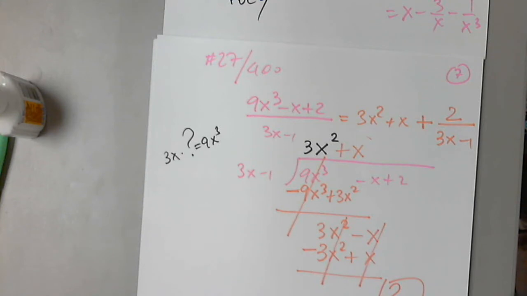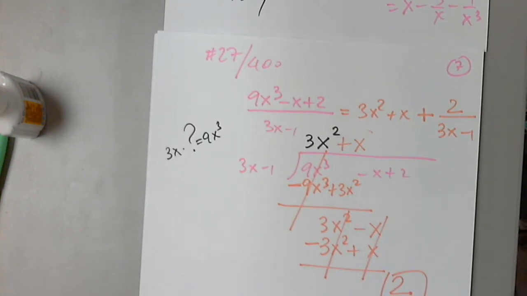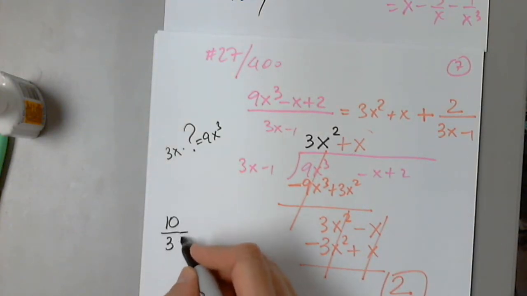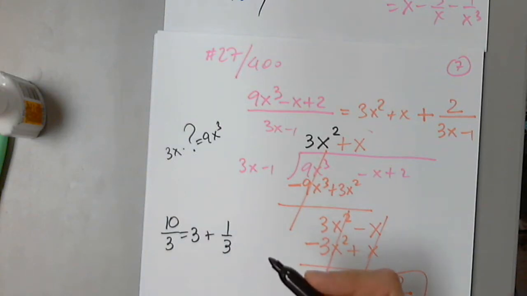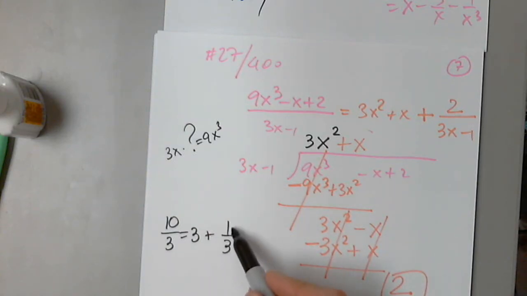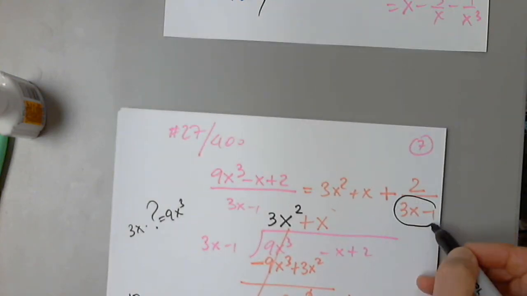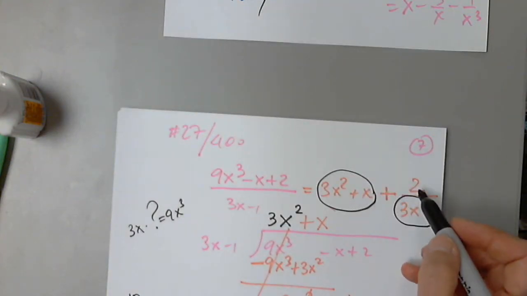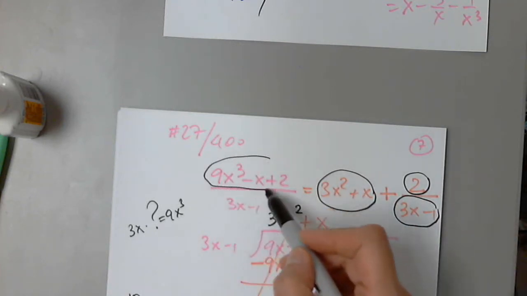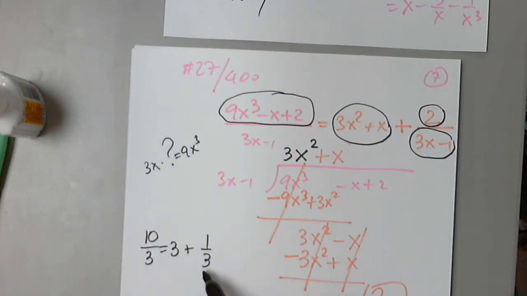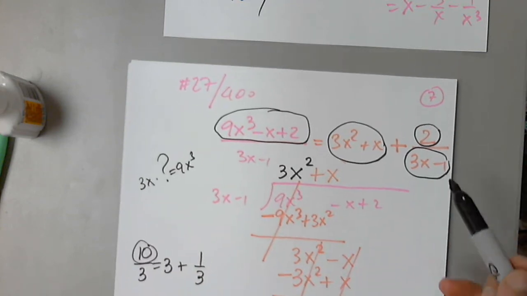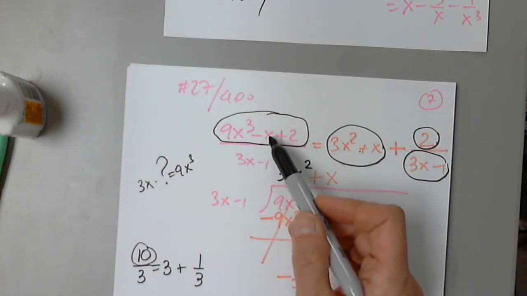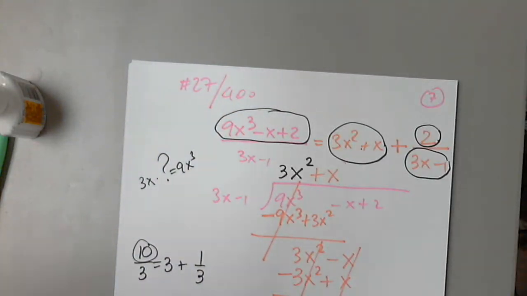Now you can say, I don't trust this. What if it's not true? How do I check? How do I check that 10 divided by 3 is 3 integers and 1/3? 3 times 3 plus 1 is 10. 3x minus 1 times 3x squared plus x plus 2 must equal, like 3 times 3 plus 1 must equal 10. This times this plus 2 must equal that. If it doesn't, then my answer is wrong.